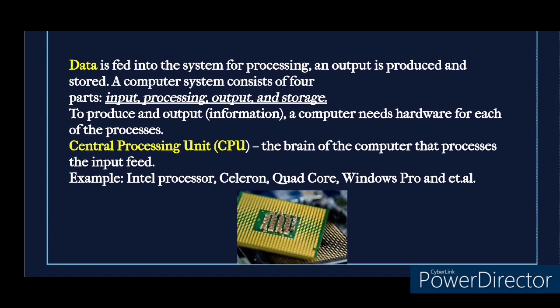Okay, let's talk about data. So data is fed into the system for processing, and output is processed and stored. A computer system consists of 4 parts. Yung kanina nga yun, the input, processing, output, and storage. To produce an output, ito yung mga information. A computer needs a hardware for each other process. So, computers contain various types of information which must be used to function properly.